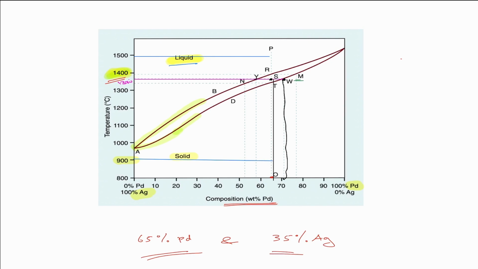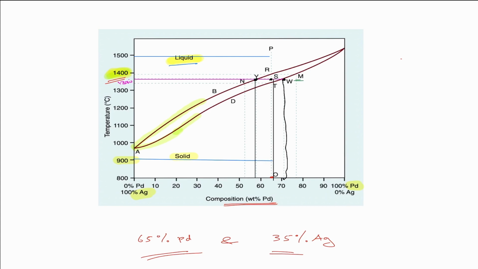Now if it is much more towards the liquid side, at the same temperature, the temperature is not changing, at 1370, the composition of this alloy is less than 60, somewhere around 57% of palladium. So this is what you have to know. If they ask you at a particular temperature, what is the composition? That's the purpose.